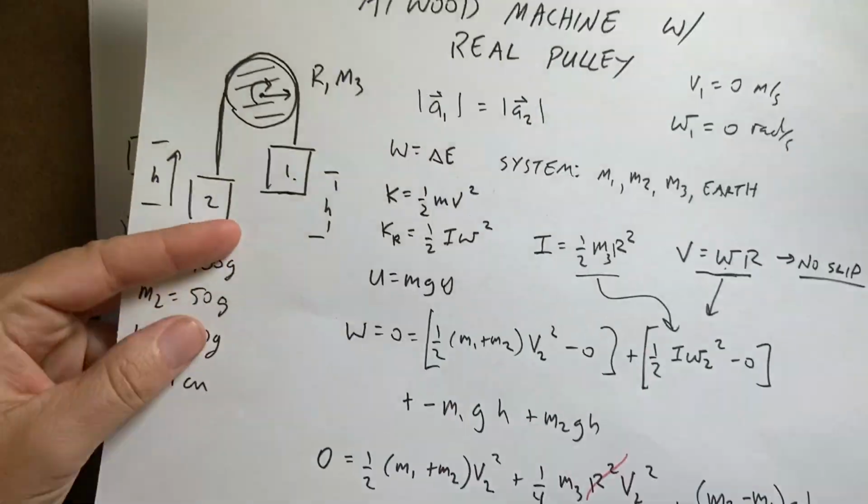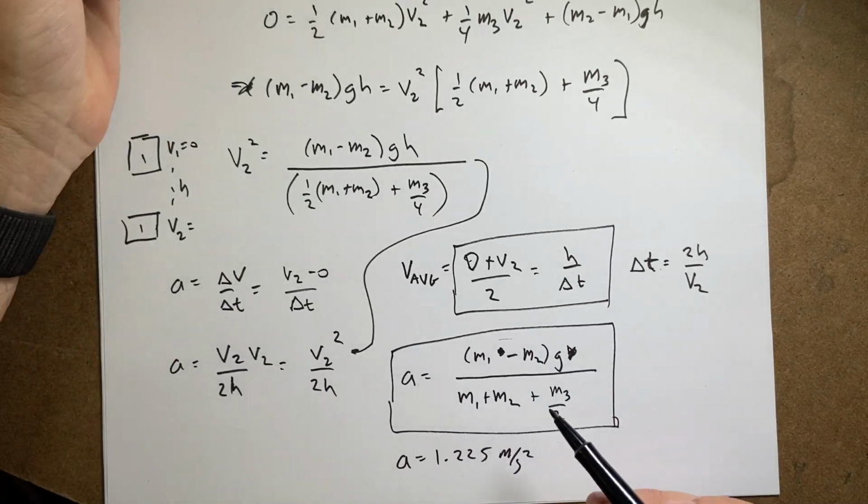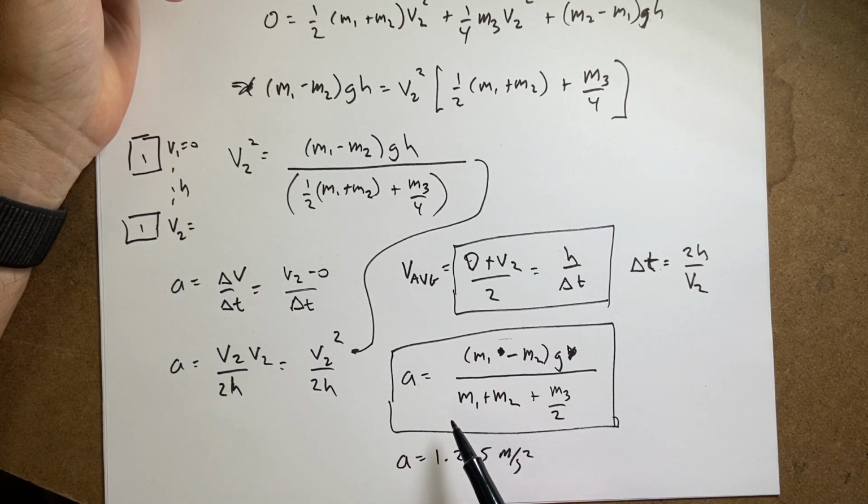Also, there's another thing we could check. What if I increase the mass of this to some ginormous value? Okay, say 5,000 kilograms. If I put 5,000 kilograms down here, then the acceleration is going to be very, very close to zero. That makes sense.